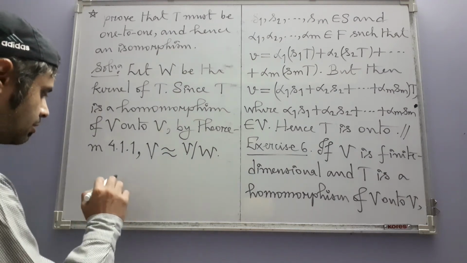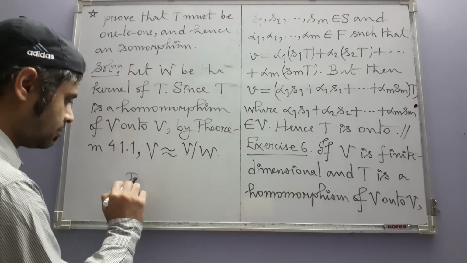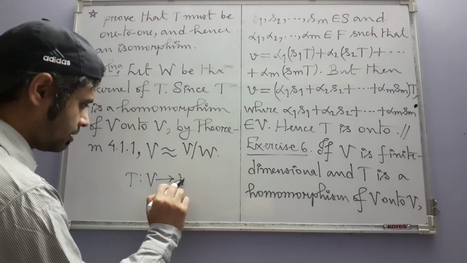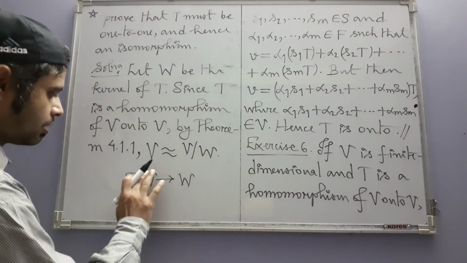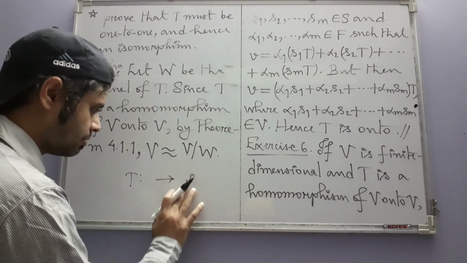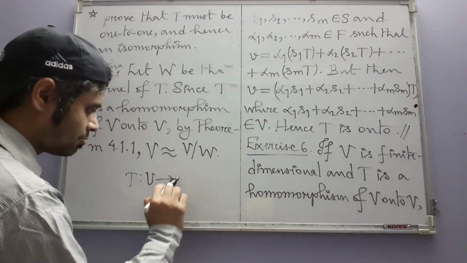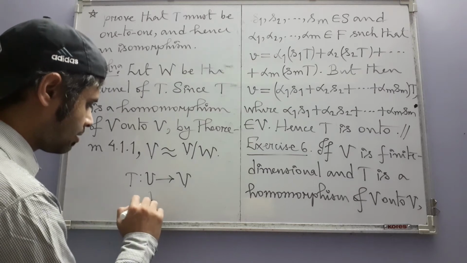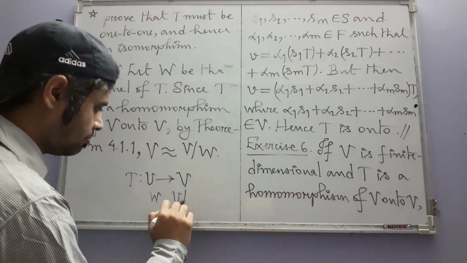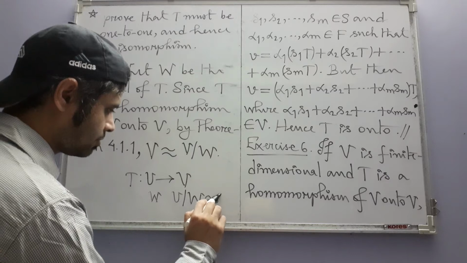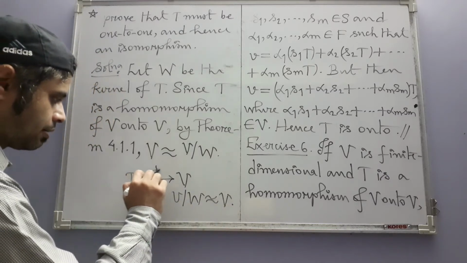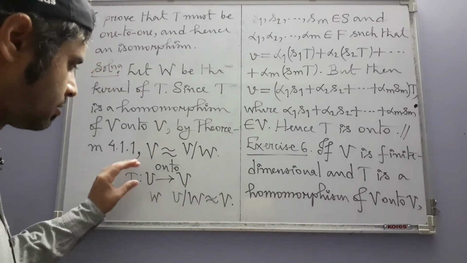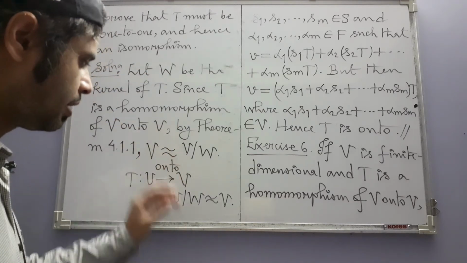Recall that we had this: T is a homomorphism from U into V, and say W is the kernel of this homomorphism, then U by W is isomorphic to V. And we in fact need ontoness here, so that the image is this entire V.